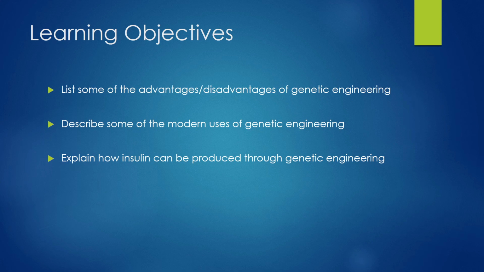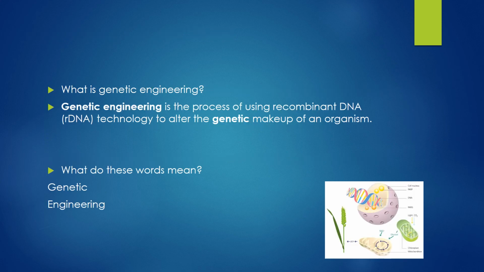If you can explain what genetic engineering is and what it's used for, that's about a grade 5 or 6. For a grade 7, 8, you need to be able to explain how insulin is produced, and do your advantages and disadvantages, or compare different types of genetic engineering, and those will come up as we sort of round off the skills. So back to our first questions.